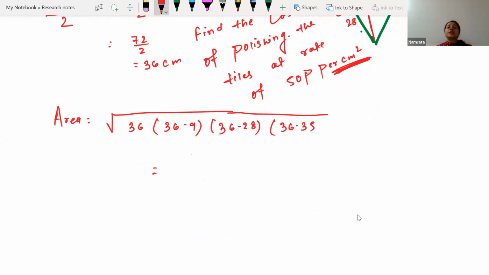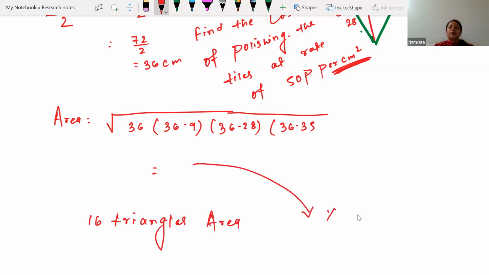Now we have to calculate the area of the total tiles, because we are going to polish the complete tiles. So whatever area of one triangle we are getting, that multiplied with 16 will give us the area of all the 16 triangles, or the area of the complete tiles.